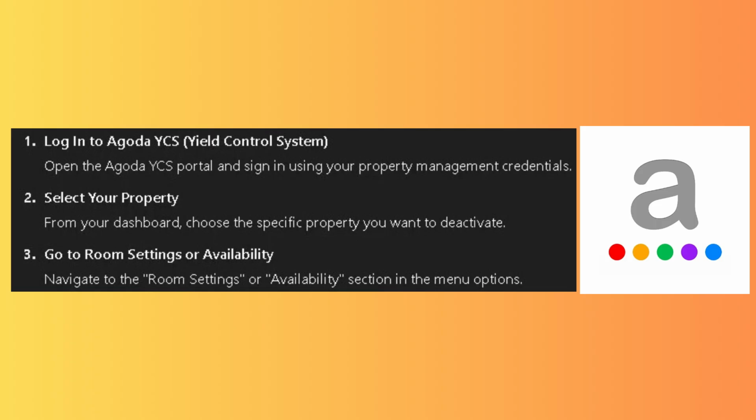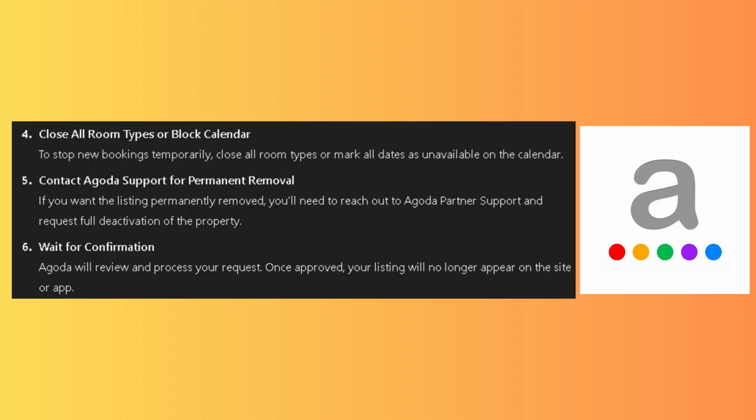Go to Room Setting or Availability. Navigate to the Room Setting or Availability section in the menu options. Choose to close all room types or block your calendar. Stop new bookings temporarily. Choose all room types and mark all dates unavailable on the calendar.